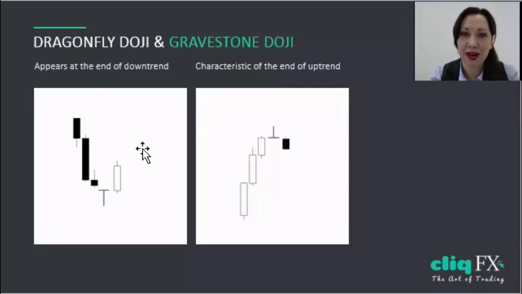First, it's Dragonfly. Dragonfly looks like a dragonfly. Actually, it has a long lower tail, and the open and close price is at the top. It appears at the bottom of a downward tendency and shows us the reversion of the previous downward tendency into an upward one. So this is a very strong signal of the changing of the previous direction of the markets.